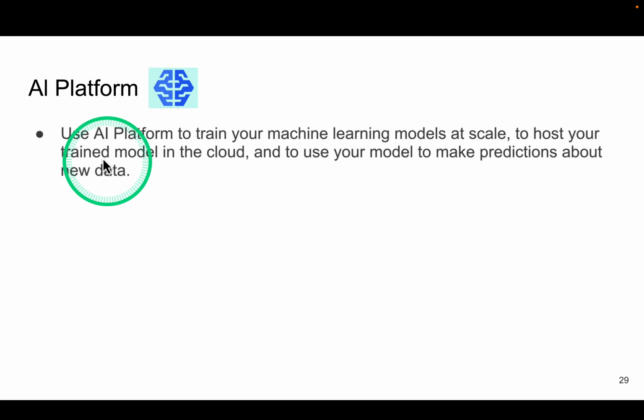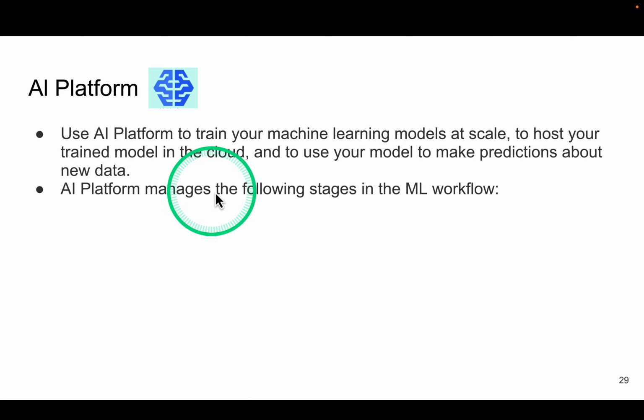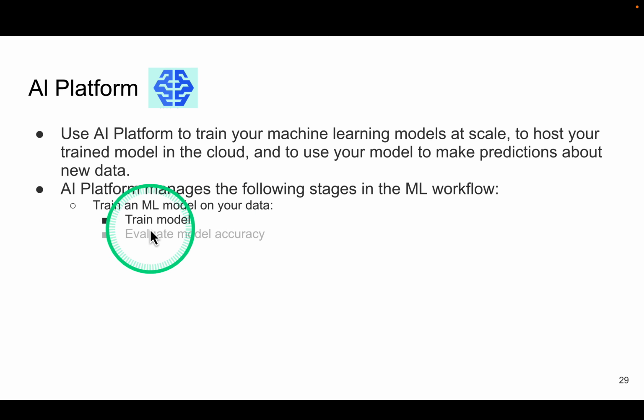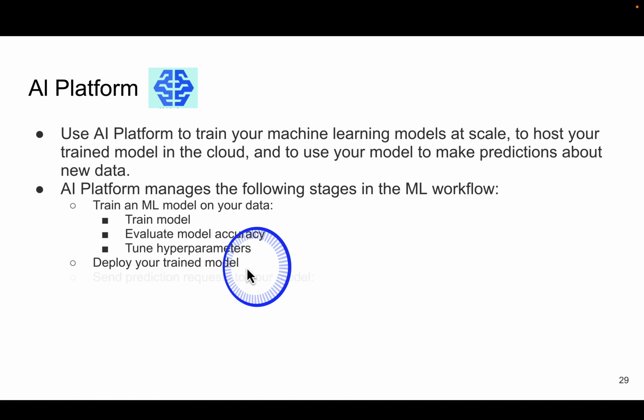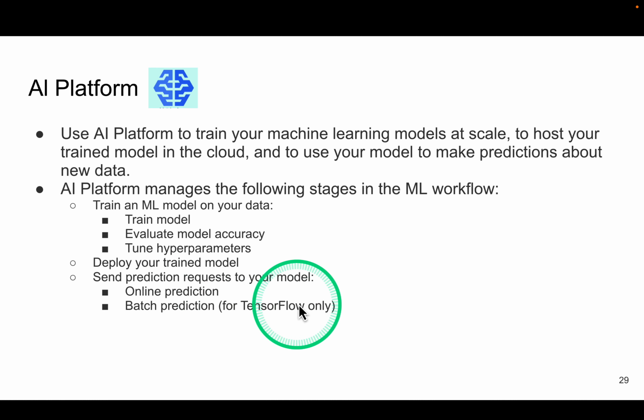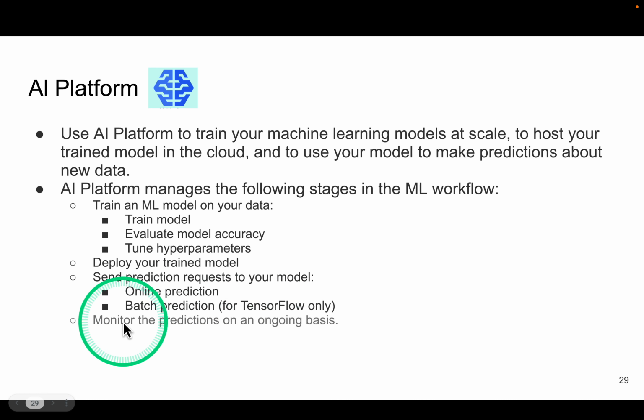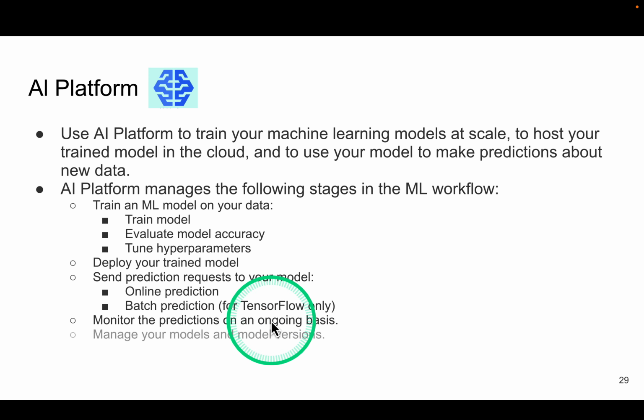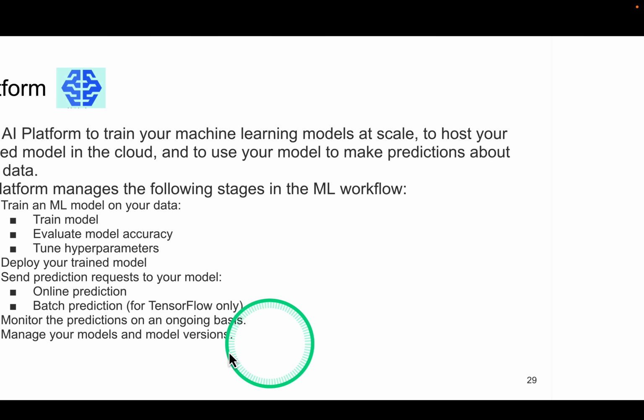Okay, AI Platform. Use AI Platform to train your machine learning models at scale, to host your trained models in the cloud, and to use your model to make predictions about new data. AI Platform manages the following stages in the ML workflow. Train an ML model on your data. So train model, evaluate model accuracy, tune hyperparameters, and you can deploy your trained model. Send prediction request to your model. Online prediction, batch prediction only for TensorFlow, and monitor the predictions on an ongoing basis. Manage your models and model versions.